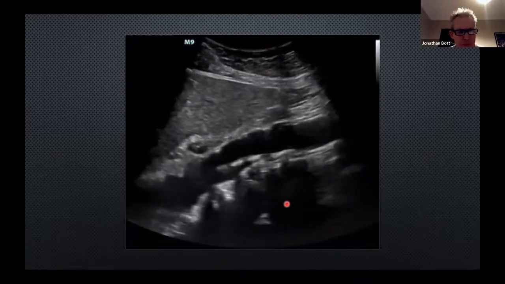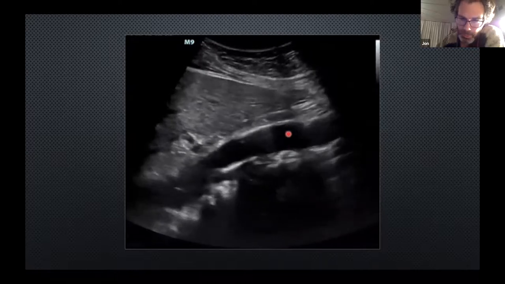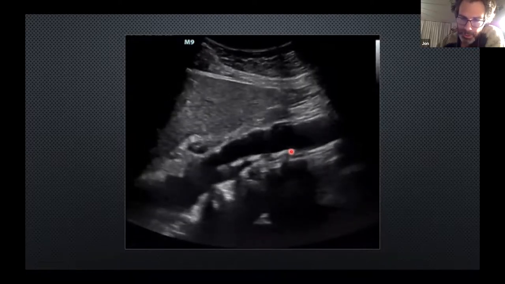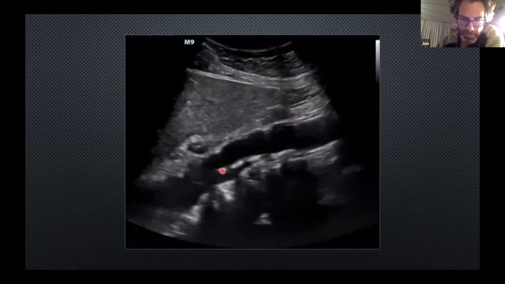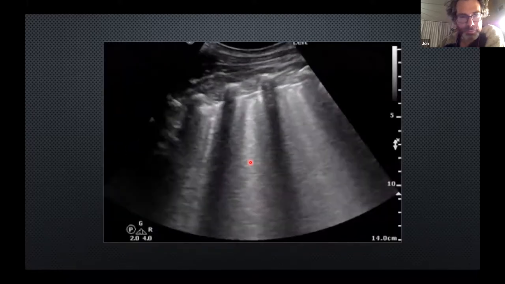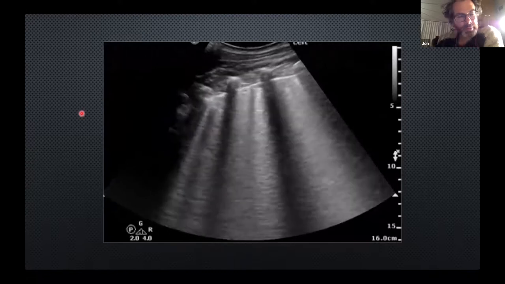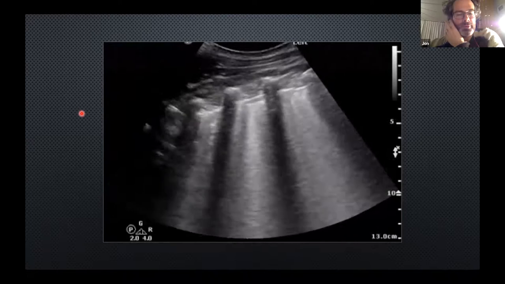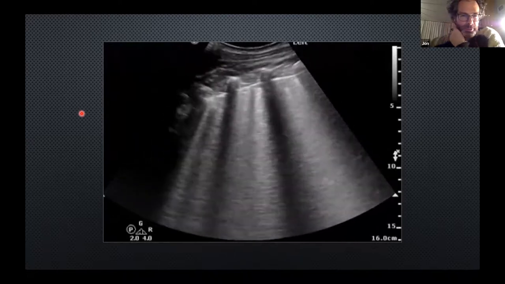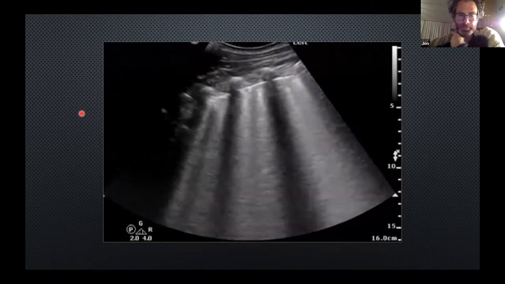Dissection, yes, excellent. As well as looking at the diameter for a AAA, keep your eye out for any flaps as well. So here we see a flap here, flapping away. Very good. So we've talked about heart, IVC, Morrison's, aorta, and then the final bit of the HIMAP is the P for pleura. So what do you think of this picture?